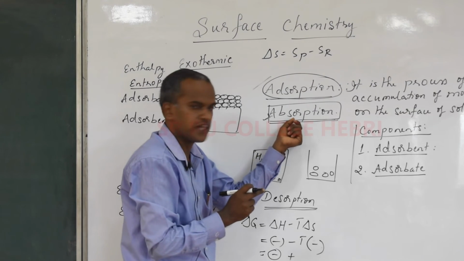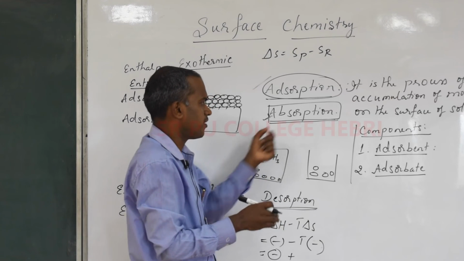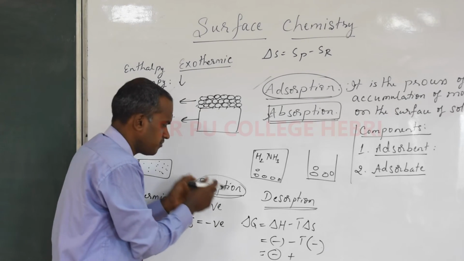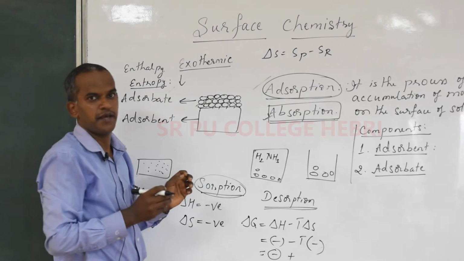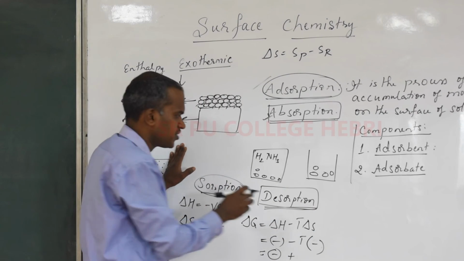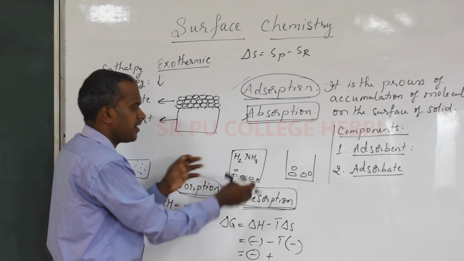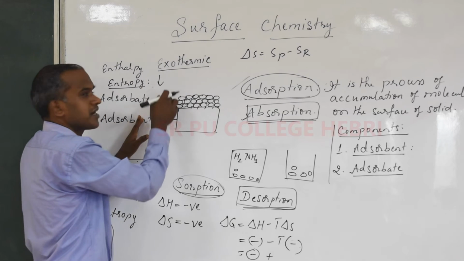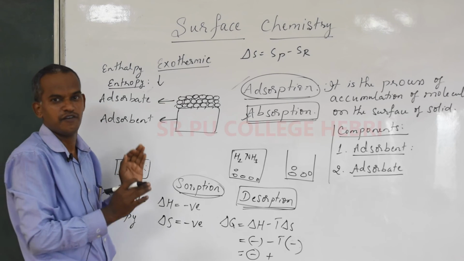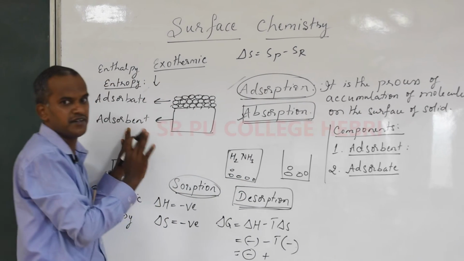Then we understood what absorption is, the process of penetration of the molecules into the solid. The term sorption stands for both adsorption and absorption taking place simultaneously. Then I told you what desorption is, the process of detachment, where accumulated molecules get separated from the surface of the solid. Then we understood the thermodynamic terms: enthalpy, entropy, and the spontaneity of the process. So this is the very easy aspect of surface chemistry as fundamentals.